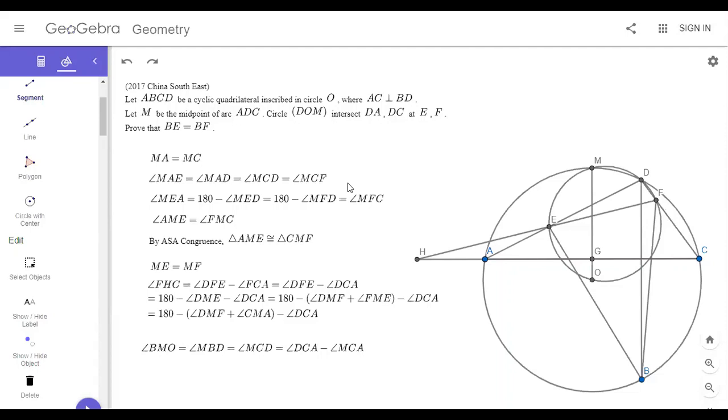So is HADM cyclic? That kind of looks more like a parallel. No, because A, D, and M lie on a circle, but H doesn't lie on that circle, so that couldn't be cyclic. But Hakan has a solution. CMF equals MAD. Wait, you're saying CMF?